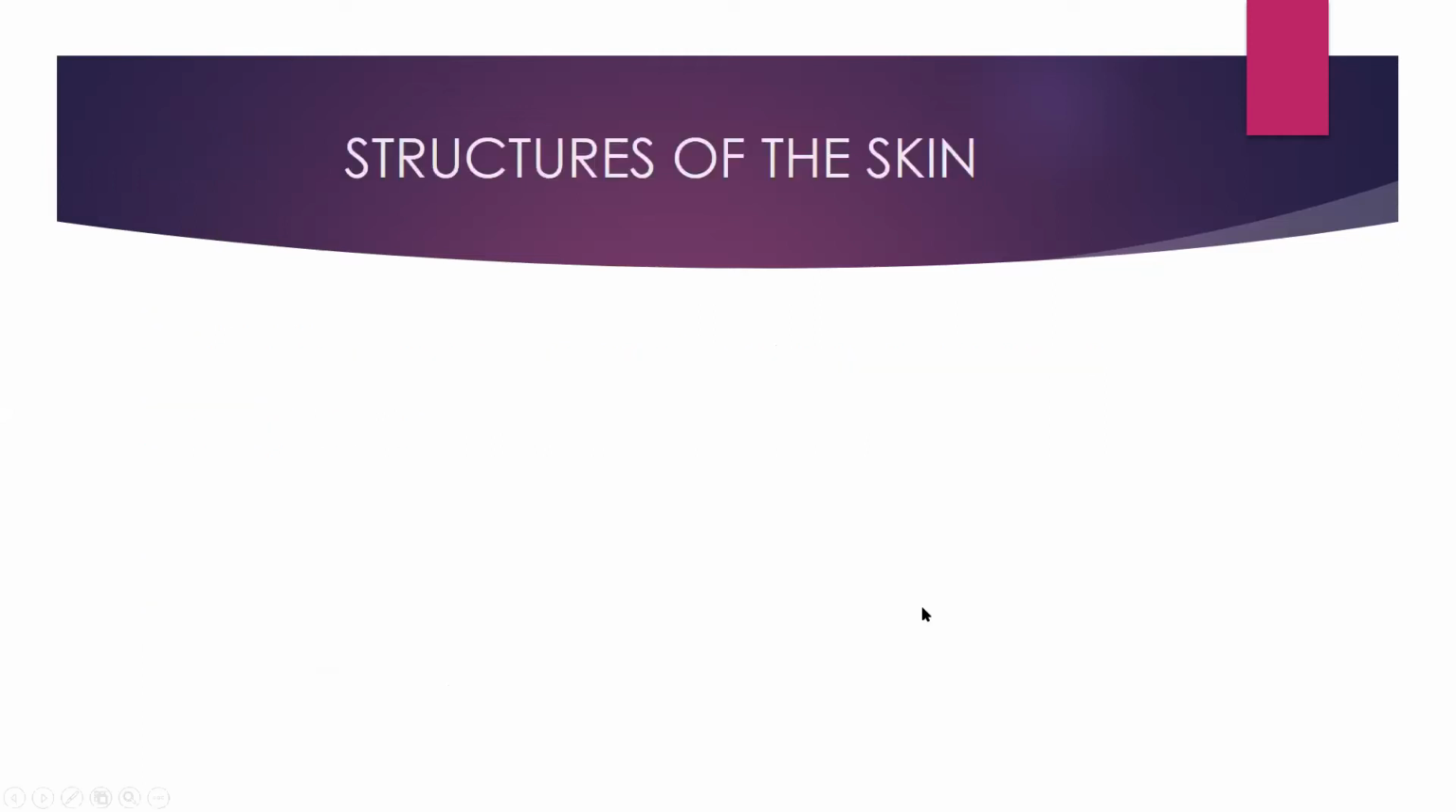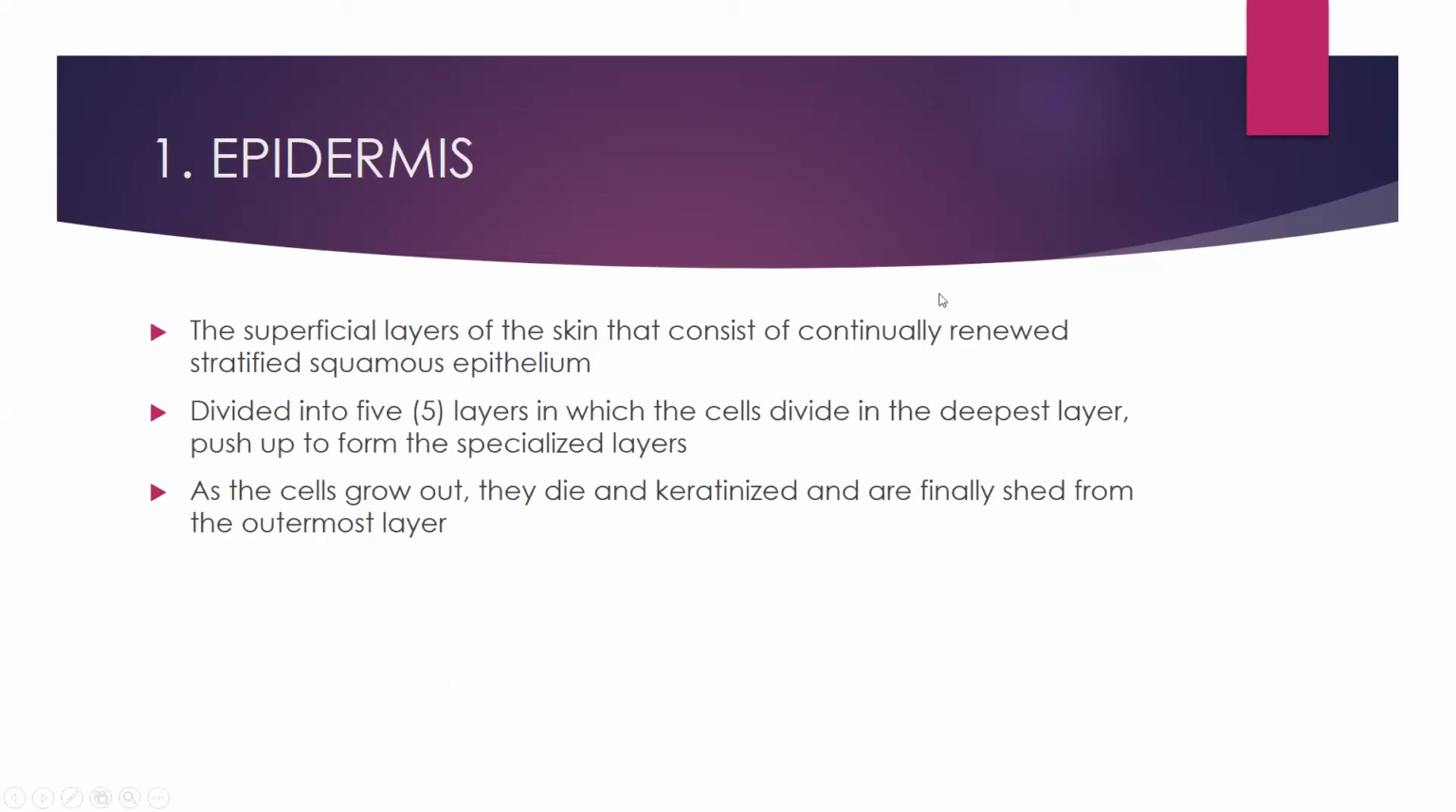The structures of the skin. Now we start with the epidermis, which is a superficial layer of the skin that consists of continually renewed stratified squamous epithelium. It's divided into 5 layers in which the cells divide in the deepest layer and push up to form the specialized layers. As the cells grow out, they die and keratinize and they're finally shed from the outermost layer.